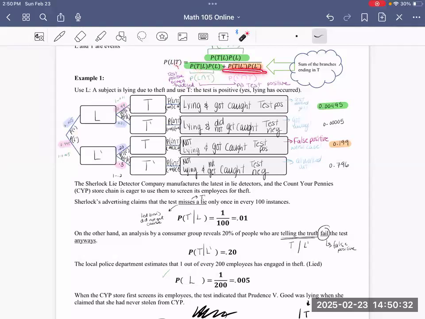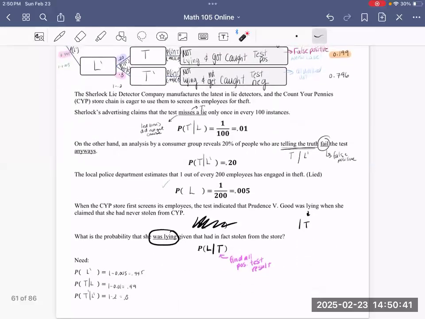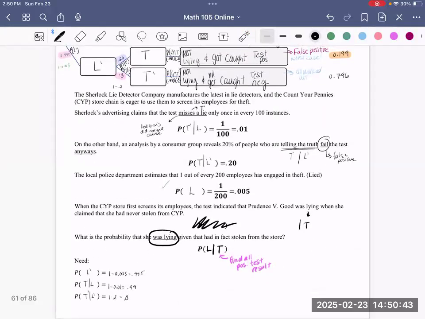So that's why this one is also necessary, because we're trying to figure out, well, what is that probability that perhaps they were still in fact lying or not lying in our case. 0.00495 divided by 0.00495 plus 0.199.